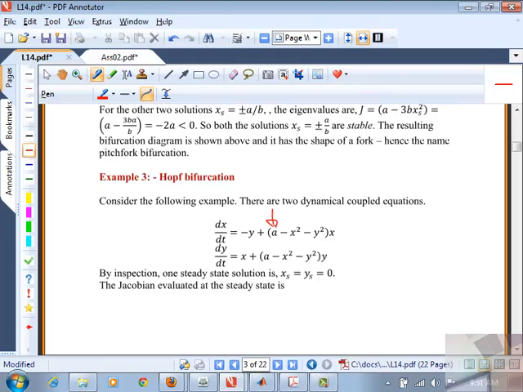So, what is the steady state behavior? Set each one equal to 0. Okay, and you get X is equal to 0, Y is equal to 0. By inspection, you can look at it. If you put X equal to 0, Y equal to 0, this equation is satisfied. Doesn't mean there's only one solution. There could be other solutions to that particular set of equations. Okay, but we know at least this one exists.